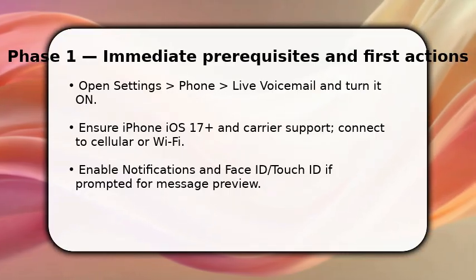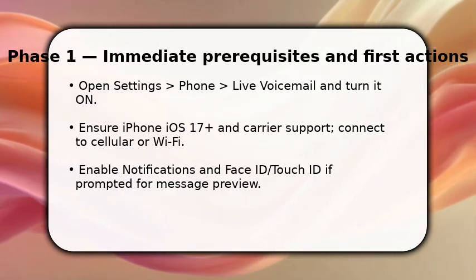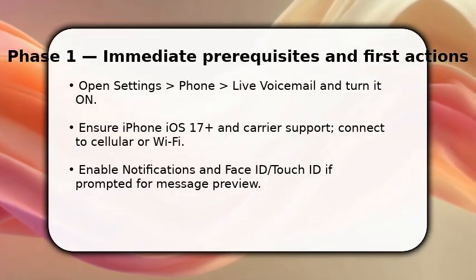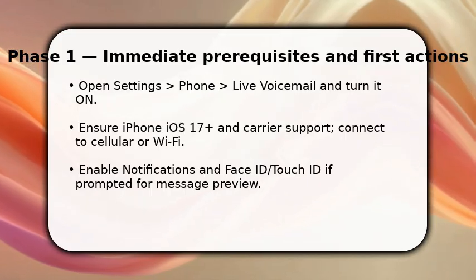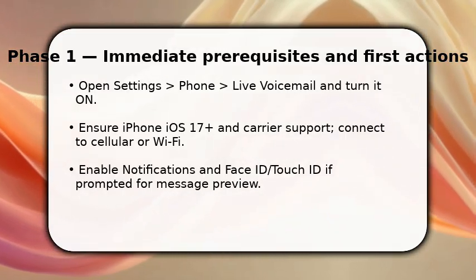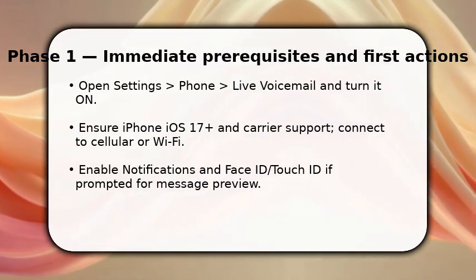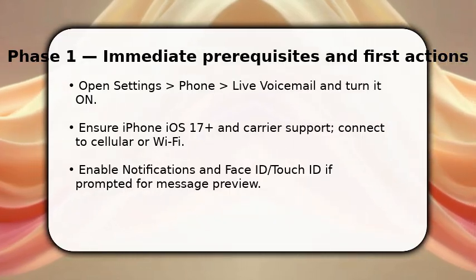You start by enabling live voicemail in Settings because the feature requires both system and carrier support. Open Settings, tap Phone, and toggle live voicemail on. Once done, allow transcript permission. Make sure your iPhone runs iOS 17 or later and that you have an active cellular plan or Wi-Fi calling enabled. Also enable notifications and unlock previews with Face ID or Touch ID so you can read.